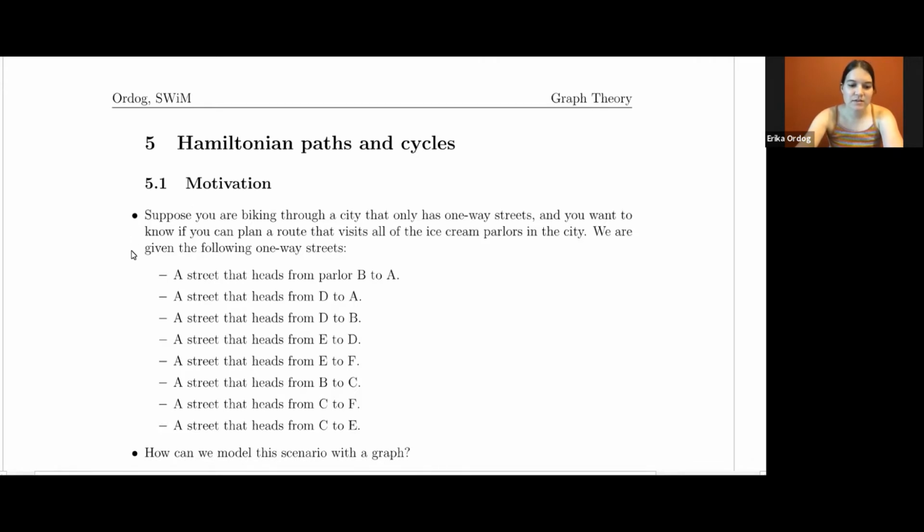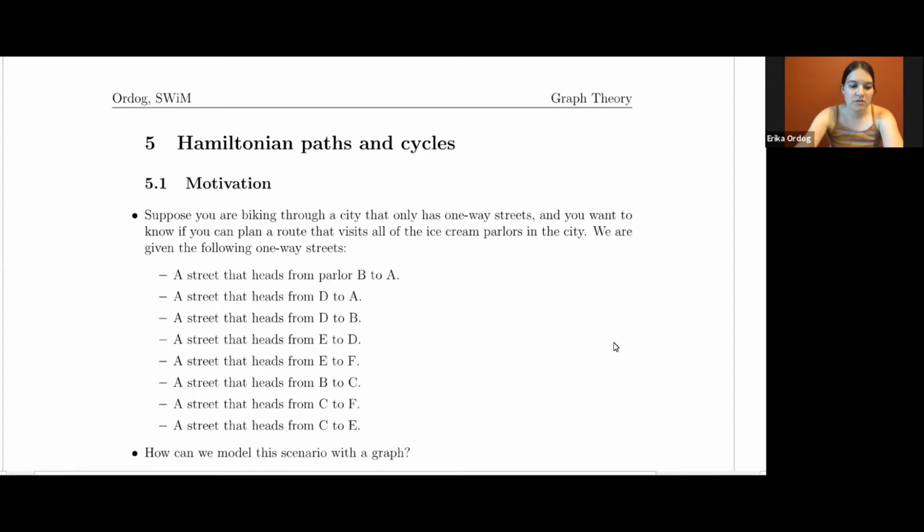Suppose you're biking through a city that only has one-way streets, and you want to know if you can plan a route that visits all of the ice cream parlors in the city. We're given the following one-way streets. So there's a street that heads from parlor B to parlor A, a street that heads from parlor D to parlor A, a street that heads from parlor D to parlor B, and etc. Okay, these are all one-way streets.